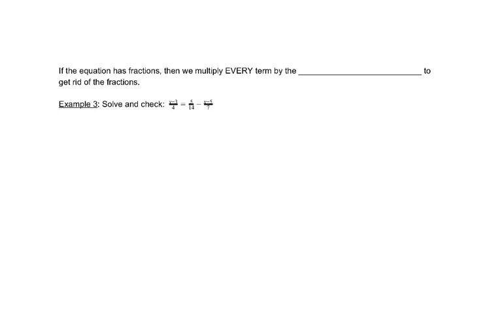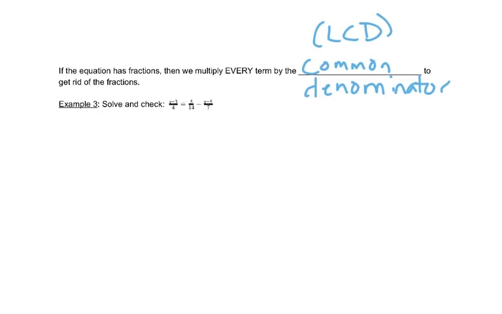If the equation has fractions, then we need to multiply every term by the common denominator. Or sometimes we just write LCD to get rid of the fractions. So one way to do that, let me write this a little bit bigger, is to look at the numbers in the denominator and break them apart into the smallest possible numbers. So 4 can be broken down into 2 times 2.